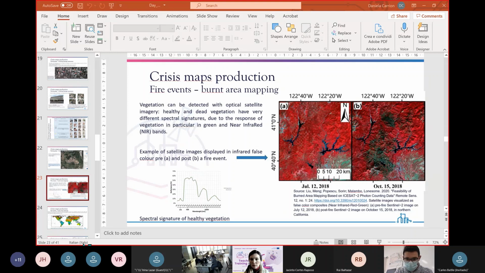Wait a second. If you go to this address, wait until I share my screen as well so that you can see what I see.